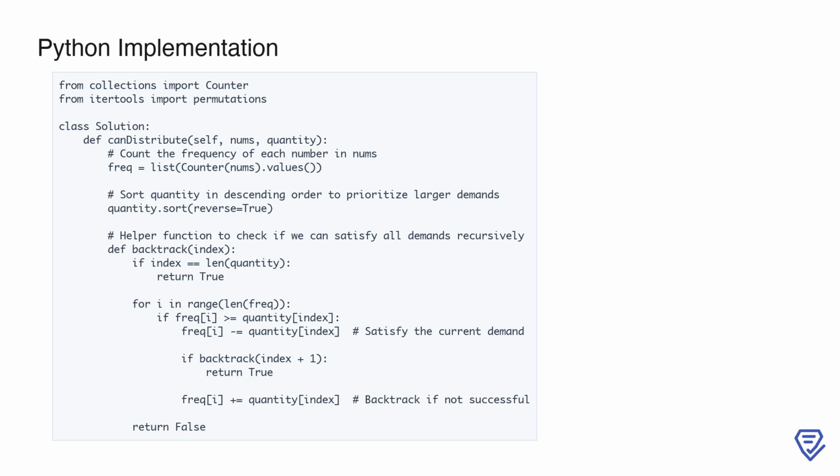First, we calculate the frequency of each integer in nums using Counter and convert the result into a list of frequencies. This allows us to focus only on the counts of each distinct number rather than the numbers themselves. Next, we sort the quantity list in descending order. By prioritizing larger demands first, we reduce the risk of running into constraints later when trying to distribute the remaining items. After that, we define a helper function called backtrack, which is responsible for recursively checking if we can satisfy all the demands in the quantity list.